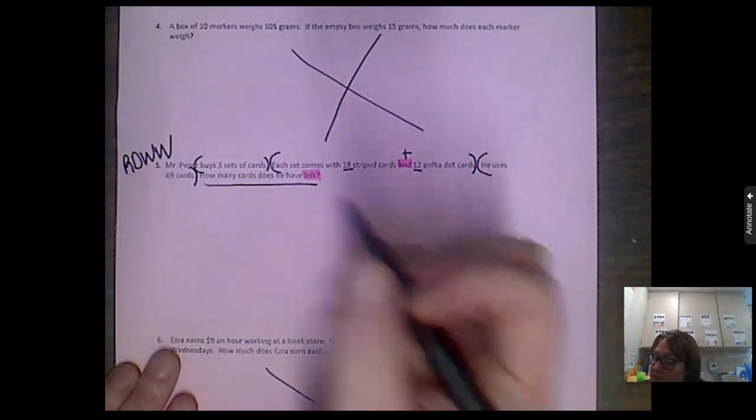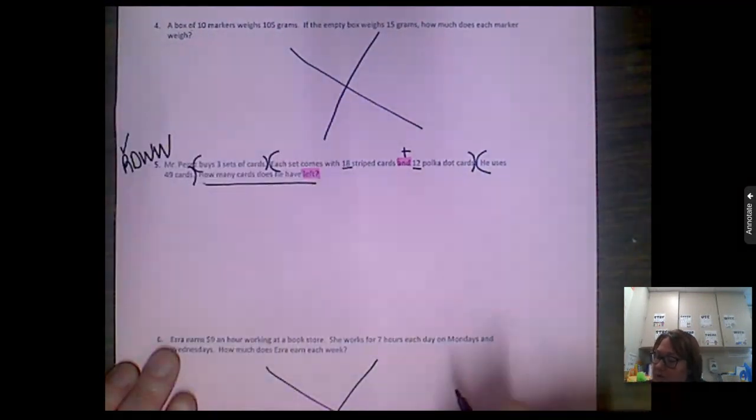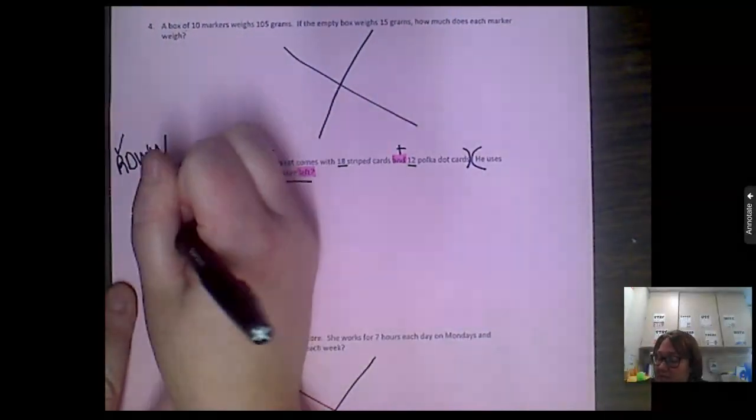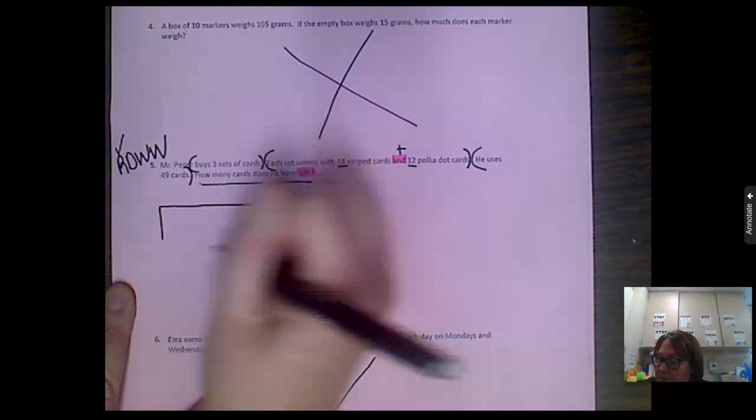Alrighty, so there is our read. So let's do our draw. So 3 sets of cards. So we kind of talked about already that we were imagining a tape diagram with 3 groups.